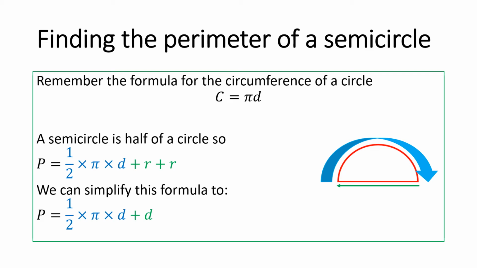Now we can simplify that formula to be perimeter equals half times pi times d, for diameter, plus d, for diameter. So once again, the perimeter of a semicircle, the formula is perimeter equals half times pi times d plus d.